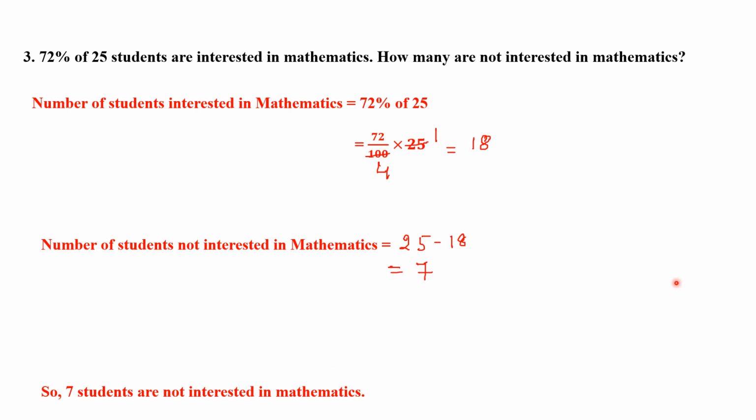So 7 students are not interested in mathematics. Now question number 4. A football team won 10 matches out of the total number of matches they played. If their win percentage was 40, then how many matches did they play in all? In the question, the percentage of wins and the number of matches won are given. We have to find the total number of matches they played.